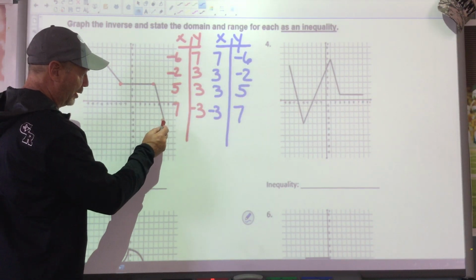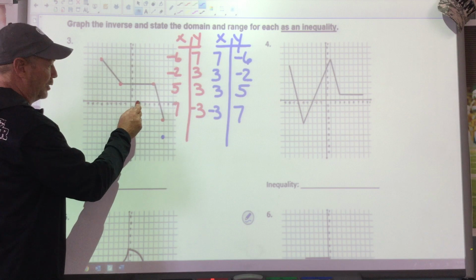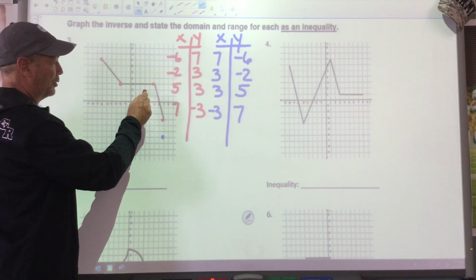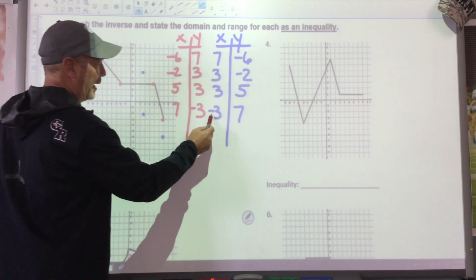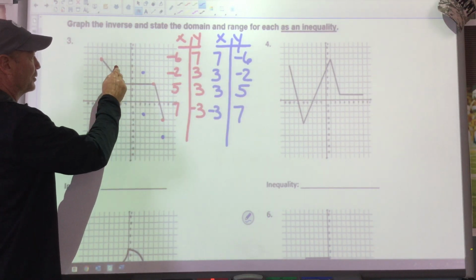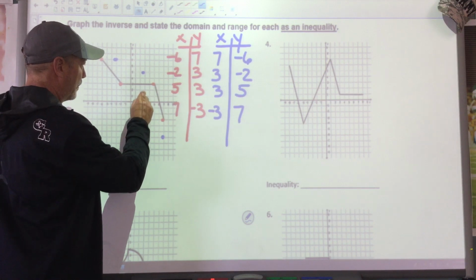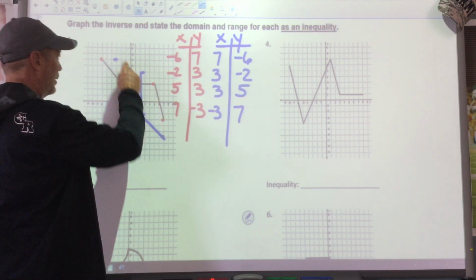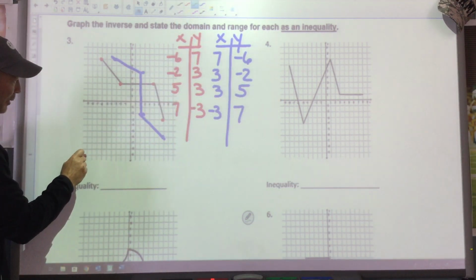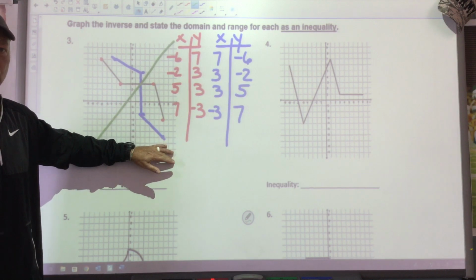If I ask you to plot them, we would come over here at 7, negative 6. There's 7, negative 6. 3, negative 2. 3, positive 5. And negative 3, 7. And then we would connect our dots. If we drew a line, this is not going to be pretty, but I'm going to wing it real quick. It would be kind of a reflection over there. You see what I'm talking about?